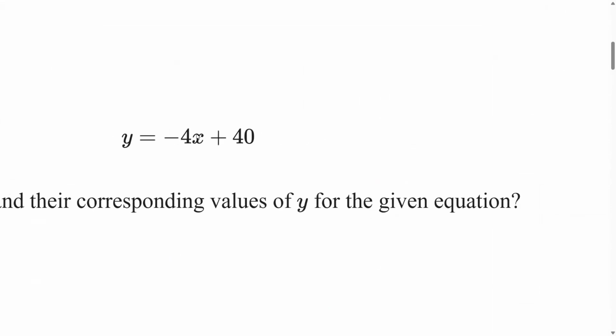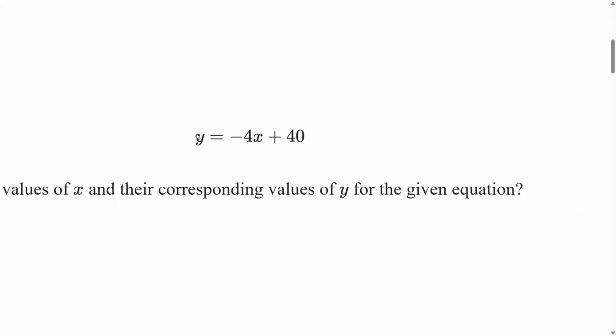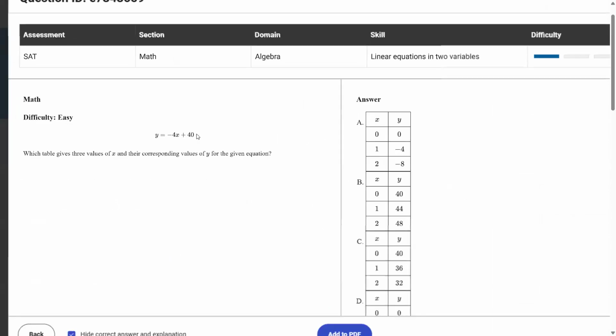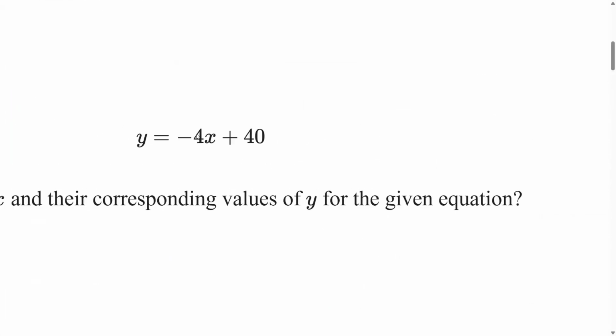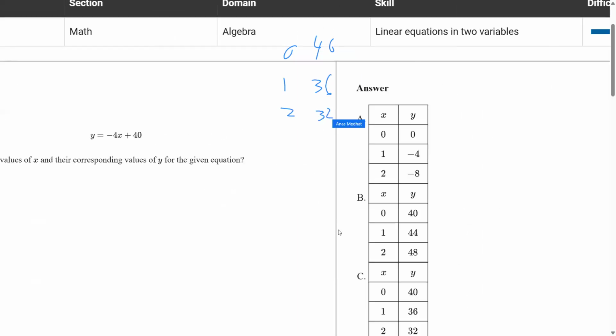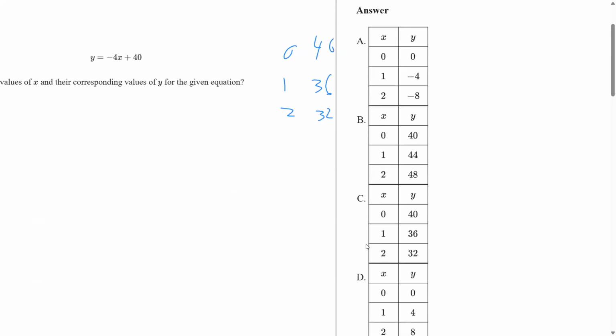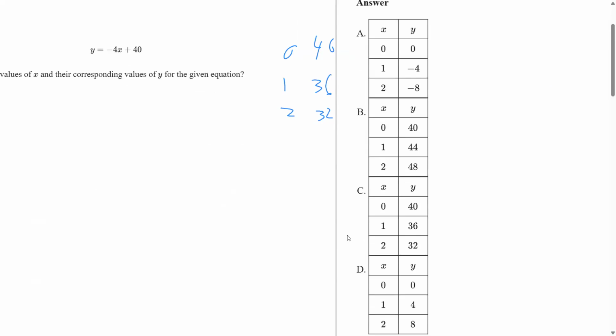Let's find the y values for the table that represents this equation. Substitute 0, 1, and 2, and let's see. If you substitute 0, you get 40. If you substitute 1, you get 36. If you substitute 2, you get 32. So the answer is C.